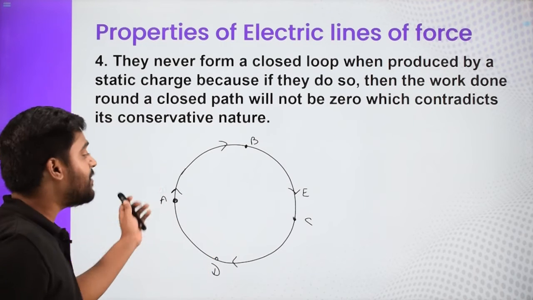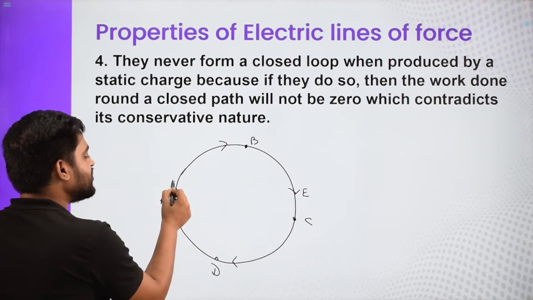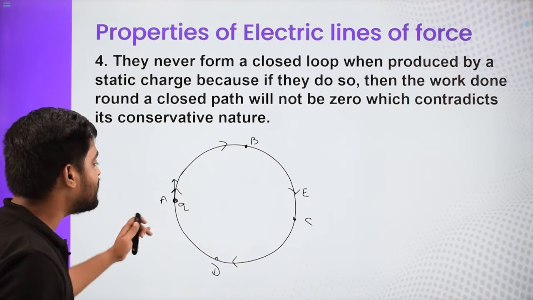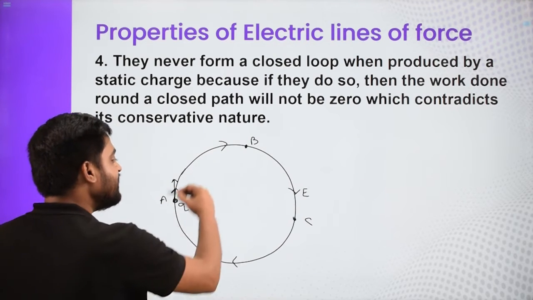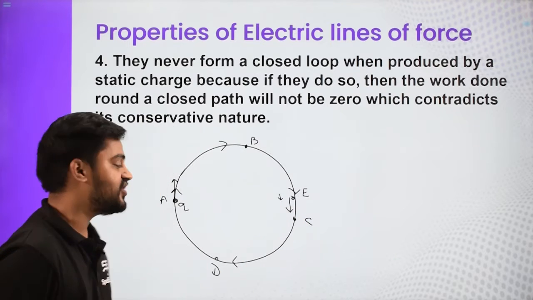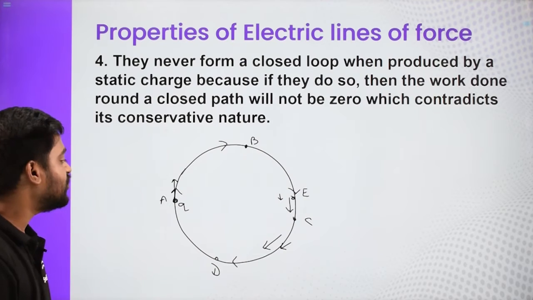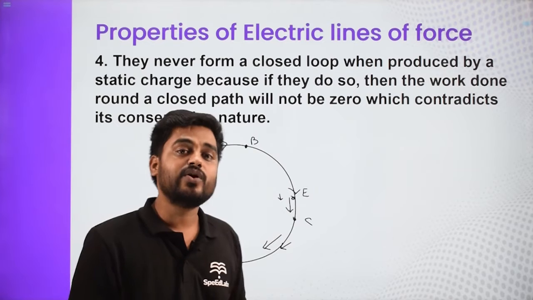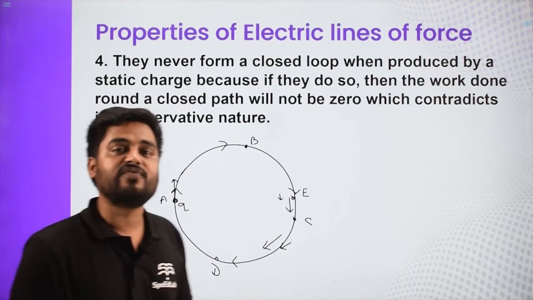So along one complete loop, if you move the point charge Q, then here the direction of force and the displacement is basically the same. So there is a work done, like force times displacement. So work done will add up. Here the force is in this direction and displacement is in this direction. Here the force is in this direction and displacement is in this direction. So throughout the complete closed loop, there will be some non-zero work done by the electric field, which is against the conservative nature of the electric field.